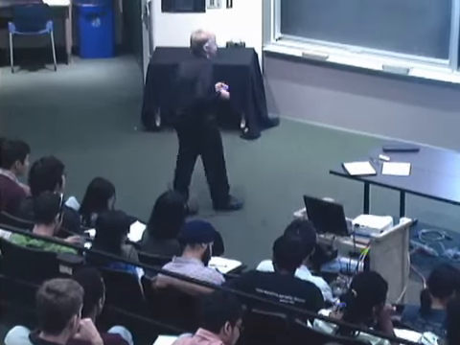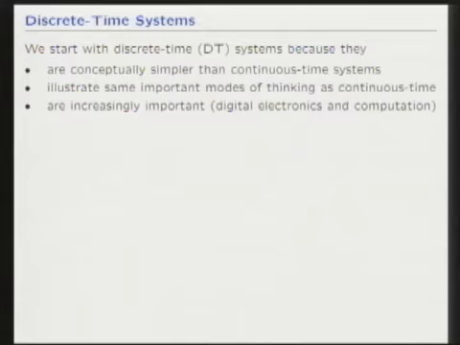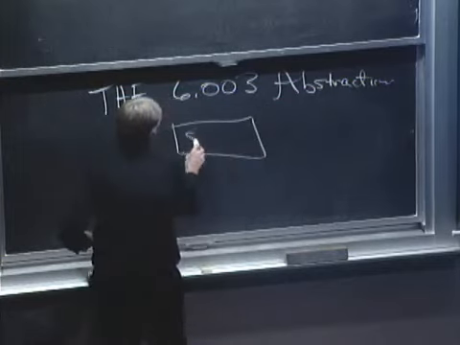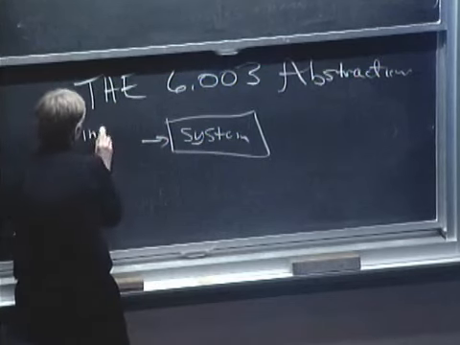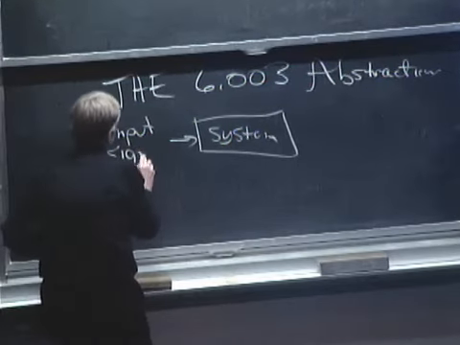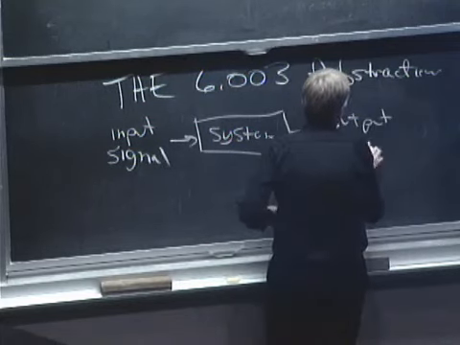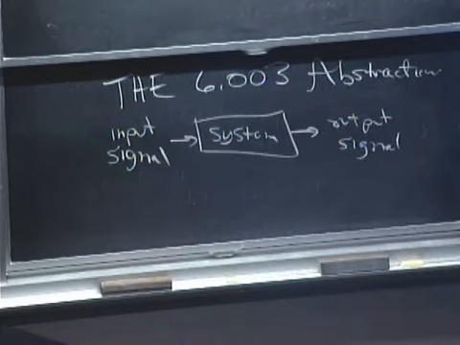Okay, let's go on and talk about 6.003. What I want to do today, well, so last time I introduced what I call the 6.003 abstraction, which is the idea that we represent a system, whatever it is, by the way it transforms an input signal to an output signal. The goal for today is to start to develop machinery that takes advantage of that representation.